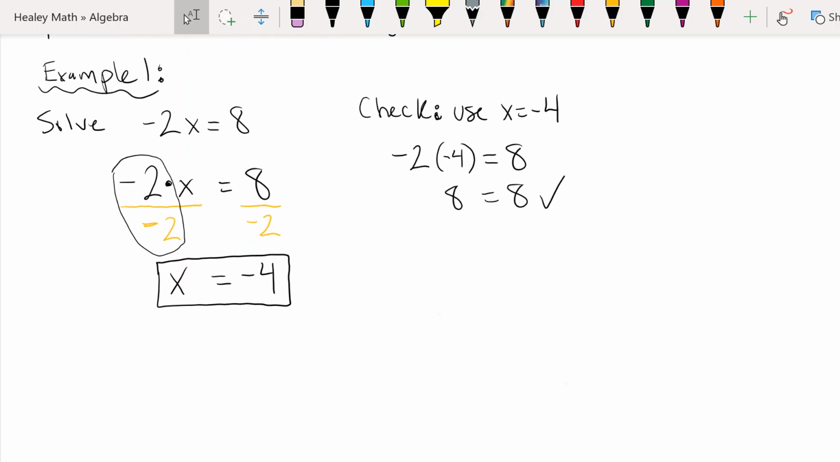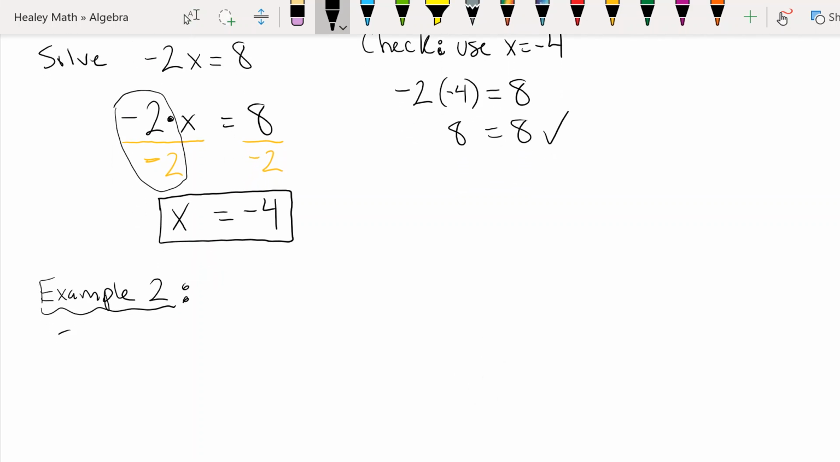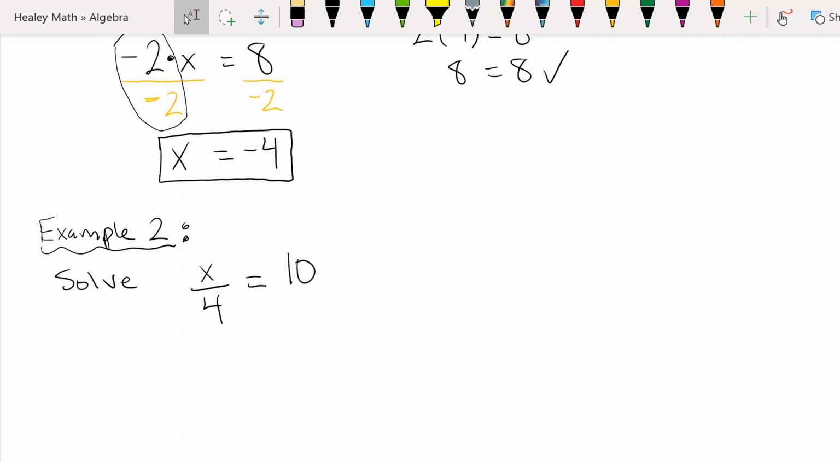Let's try one more example. Solve the following, where we have x divided by 4 equals 10. So this equation tells us that some number x divided by 4 equals 10. x is being divided by 4 in this situation.